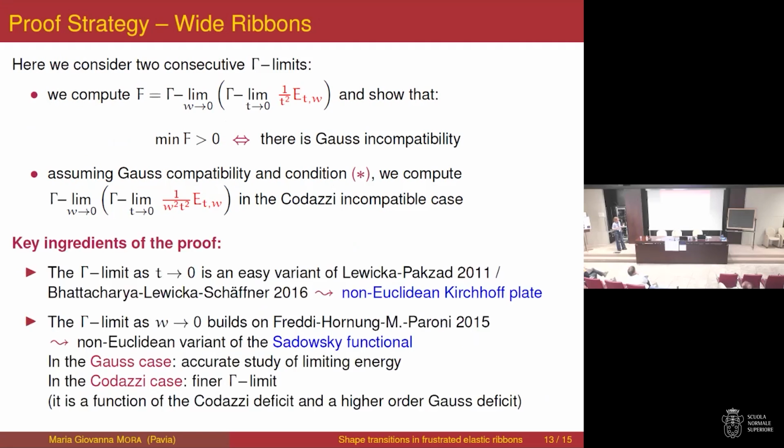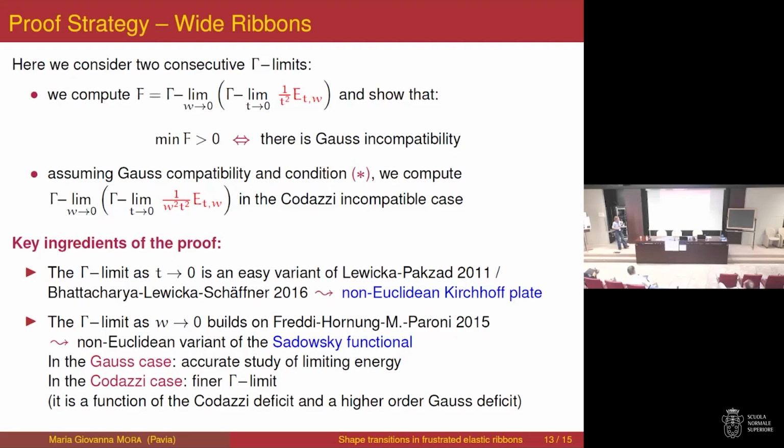And so in this case, the first gamma limit, the one as T tends to 0, is not difficult. It's an easy variant of previous works by Marta Lewicka and collaborators, and it leads to a non-Euclidean variant of the Kirchhoff plate. While when we compute the second gamma limit as W tends to 0, we get a non-Euclidean variant of the so-called Sadowsky functional. This is a functional that you get in the Euclidean case as the limit of the Kirchhoff energy on a strip when you send the height of the strip to 0. And here it's a non-Euclidean variant of it.